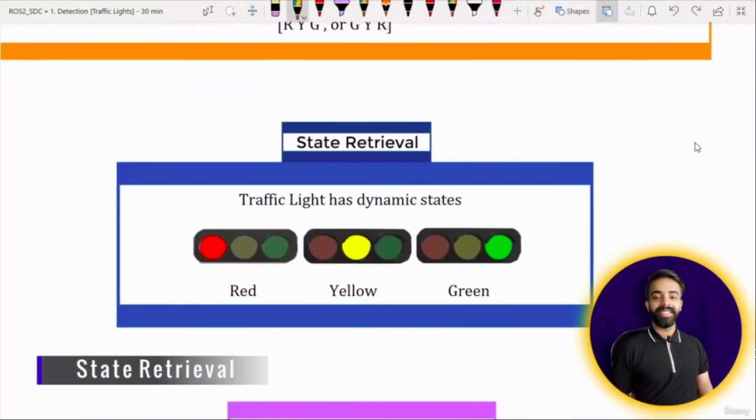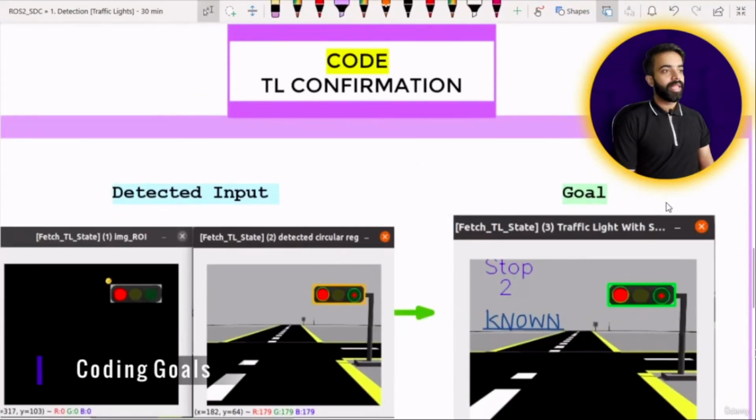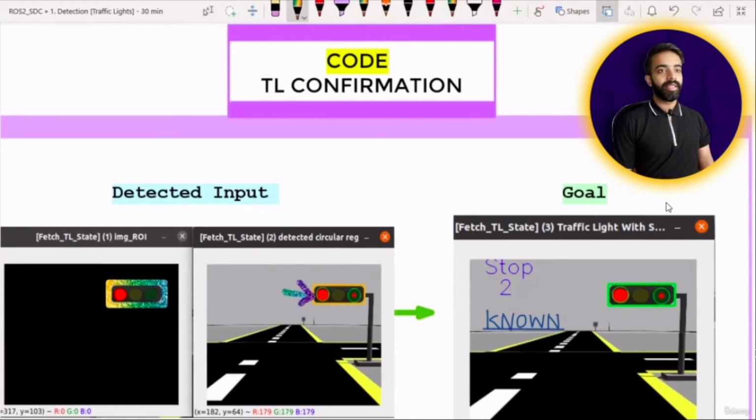For state retrieval, it is easy because we have identified the region of the three circular lights. All we need to do now is to check which light is the brightest, indicating the state of that traffic light. For example, in this particular condition, the red light was the brightest, so the traffic light was indicating a stop condition. In coding terms, we have the detected region of interest, presumably the traffic light, as an input. We pass it on to the confirmation mechanism that tries to determine which state the traffic light is in, if it was a traffic light at all. Otherwise, it would simply return unknown.